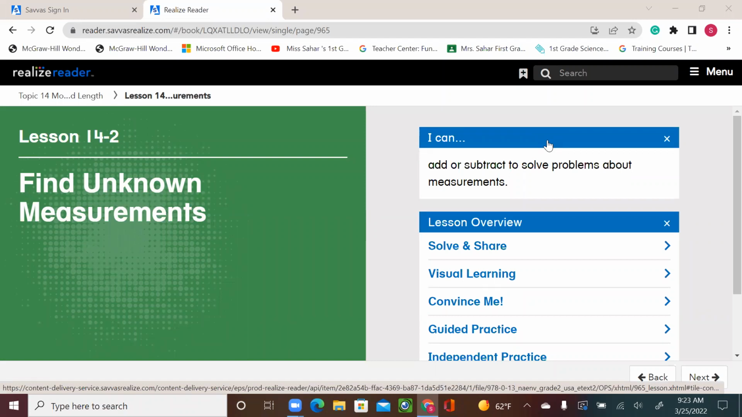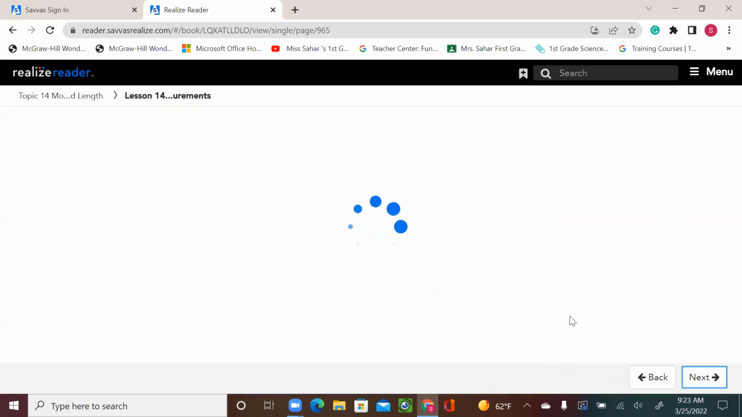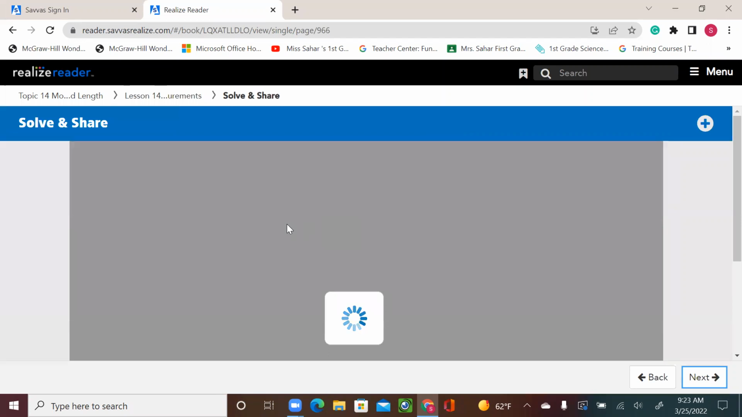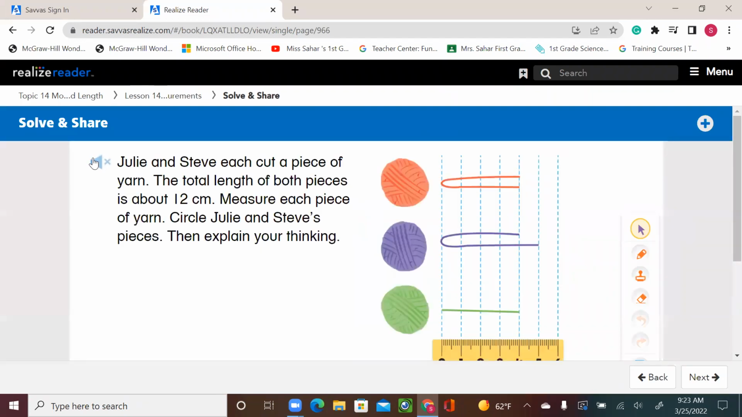Hello, second graders. Welcome to a new math lesson. We're still in topic 14, lesson 2. Let's start. Julie and Steve each cut a piece of yarn. The total length of both pieces is about 12 centimeters. Measure each piece of yarn. Circle Julie and Steve's pieces. Then explain your thinking.